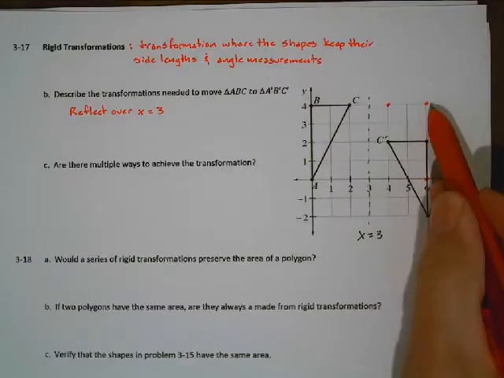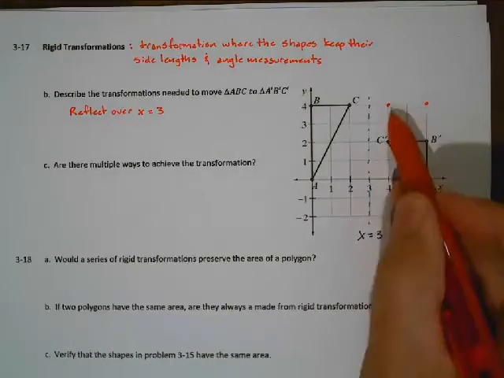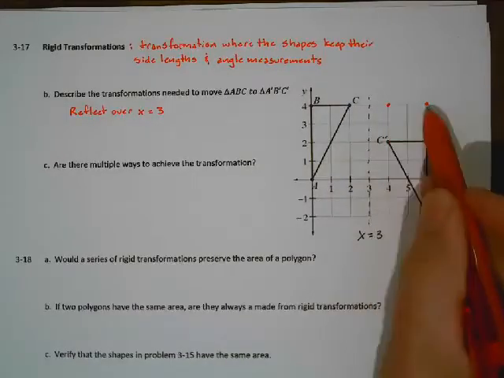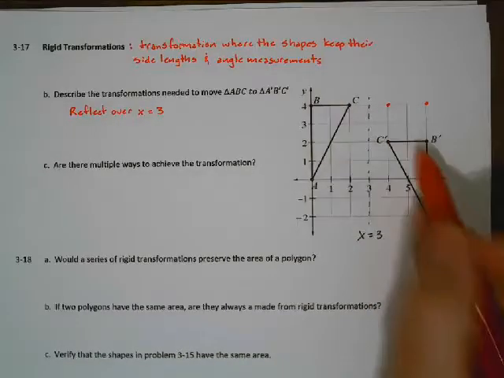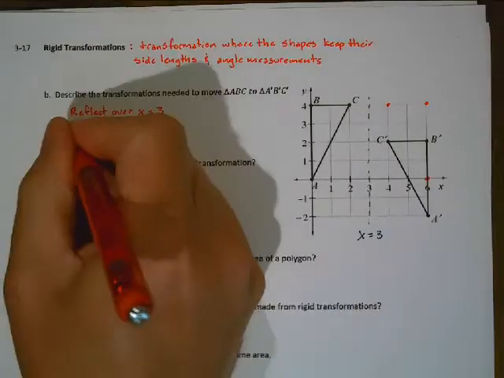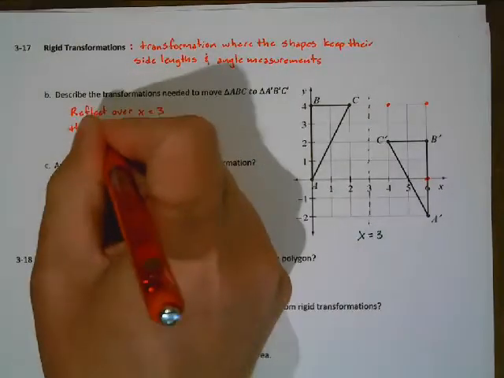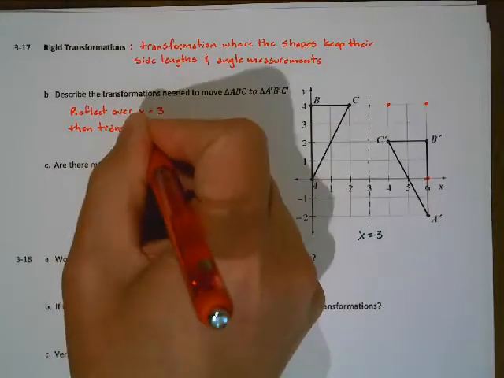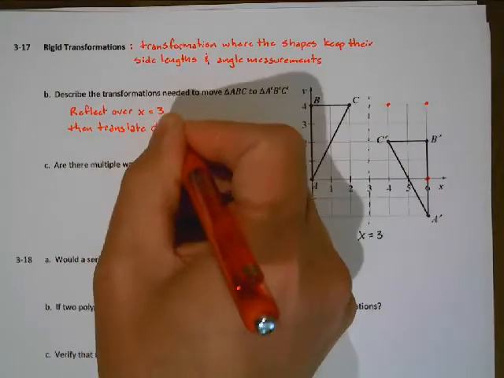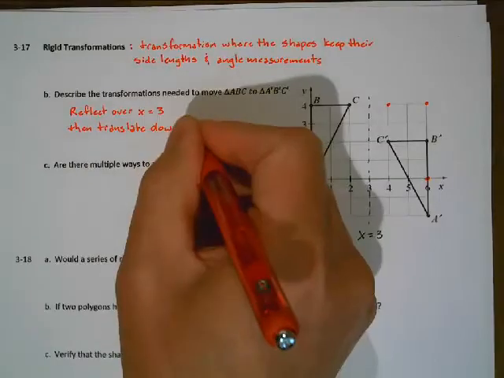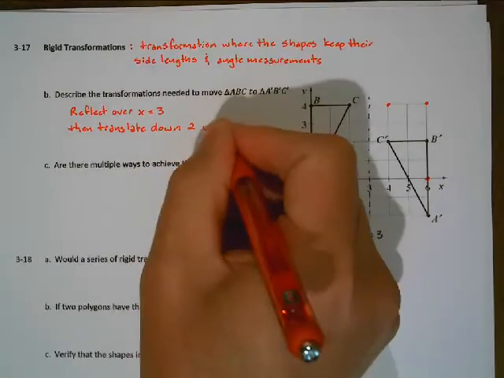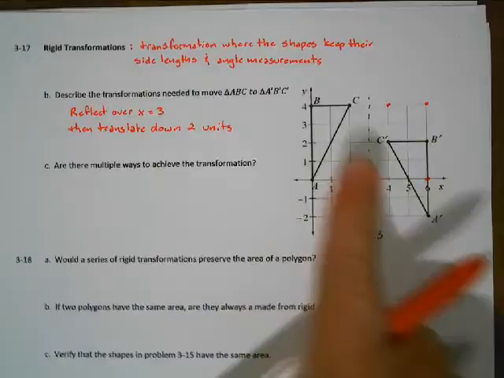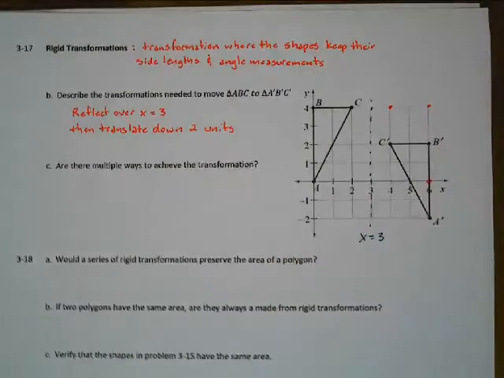What I could do at this point is start by translating down 2 units. So if I translate down 2 units, all these points would come down 2 units, and then it would be on top. So I'm going to say then translate down 2 units. So that gets A, B, C over to A prime, B prime, C prime.